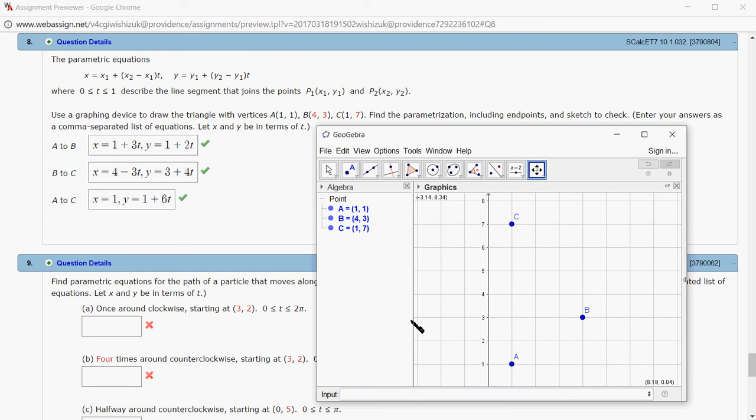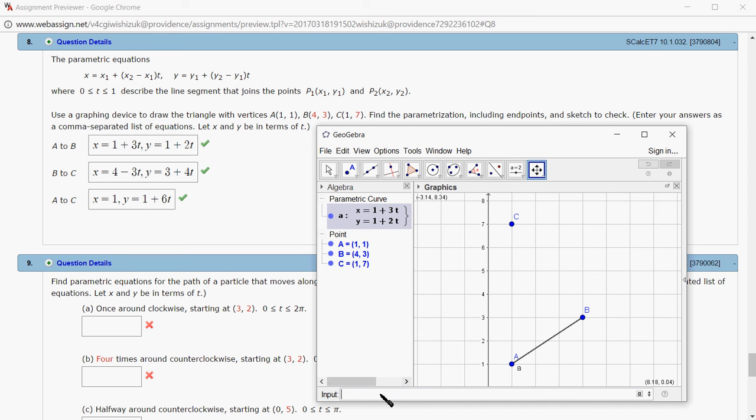Then the A to B equation: I'm going to say curve. The first expression is 1 plus 3t, and y is 1 plus 2t, and the parameter is t, going from 0 to 1, and hit enter. So we have a line segment from A to B.